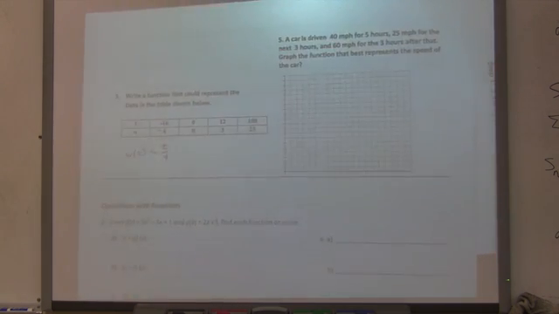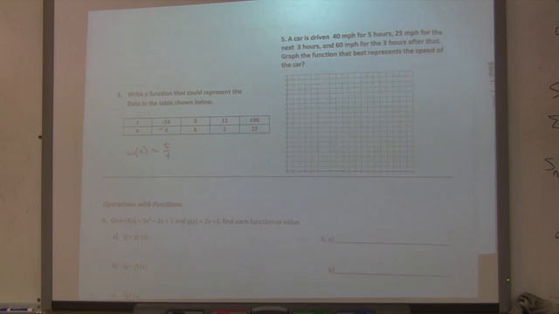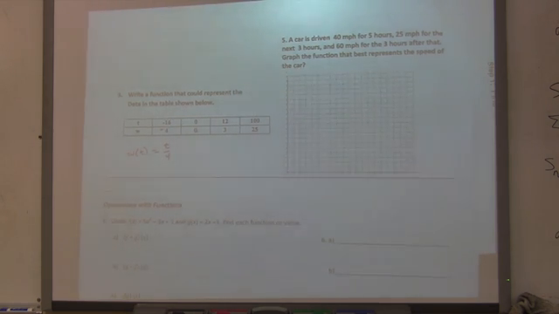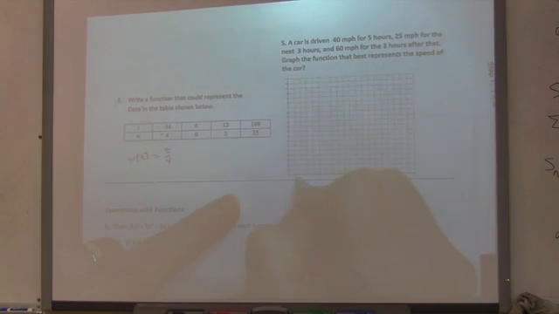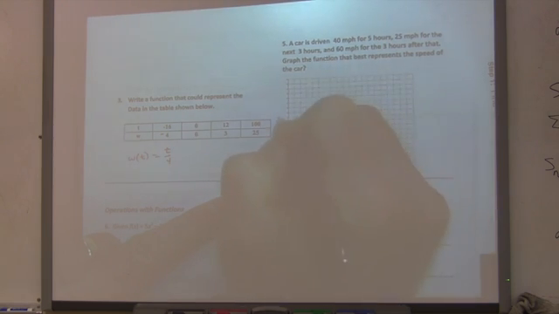On this next one, it says a car is driven 40 miles per hour for 5 hours, 25 miles per hour for the next 3 hours, and 60 miles per hour for 3 hours after that. Graph the function that best represents the speed of the car. So on this, again, I did hours across the bottom. And then I counted by 5 going up. So 5, 10, 15, 20, 25, 30, 35, 40, 45, 50, 55, and our top number is 60.